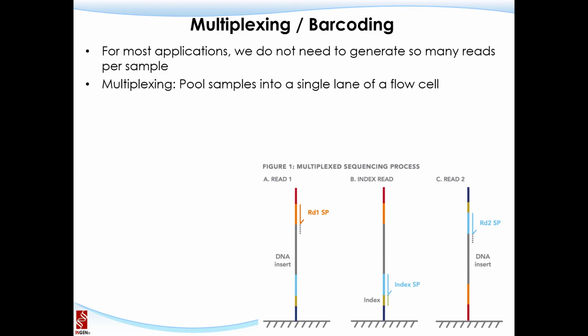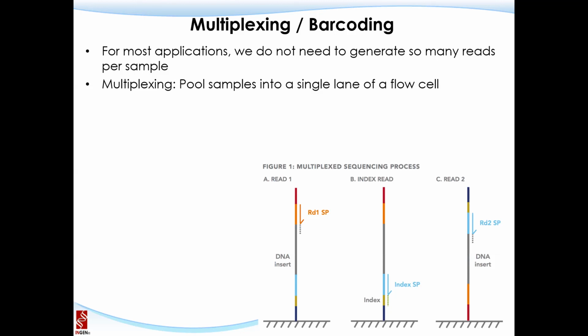And the reason we need to do this is for most of the applications, we don't need so many reads per sample. In the past, when we ran a sequencing instrument, we would put one RNA sample into one lane, sequence it, and then get the data. But now each lane will give me 400 million reads. I only need 1/10 of that to profile the RNA sequencing. How do I solve this problem, right?